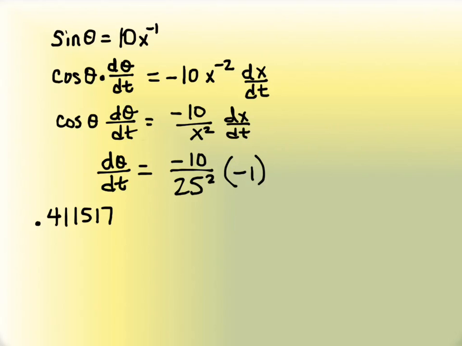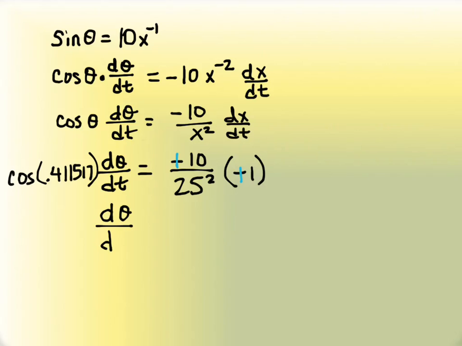All right, it's not going to work for me. All right, so here's the cosine of 0.411517 times d theta dt. All right, so to start with, this positive, this negative, and this negative will cancel, right? Because they're both negative. So we can take 10 divided by 25 squared. And then what? How do I find d theta dt here?